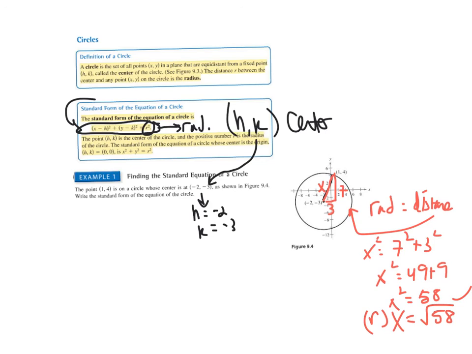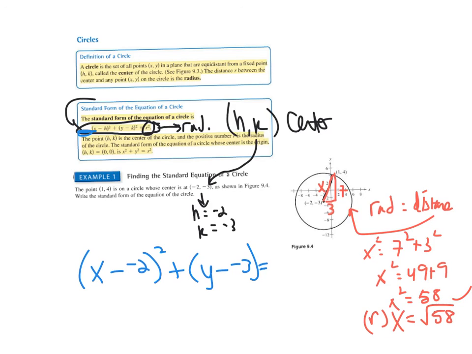Okay, so if I plug in those values, now I'm going to do this in a different color. I'm going to plug in what I know. So the formula is here again. Remember, you need variables if you're talking about an equation. So x minus h was -2, so it's x minus -2. Eventually you'll simplify that a little bit. y minus -3, because that's our h and our k. And then it's your radius squared.